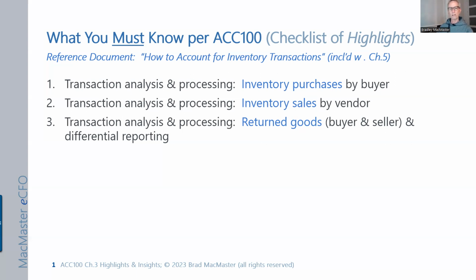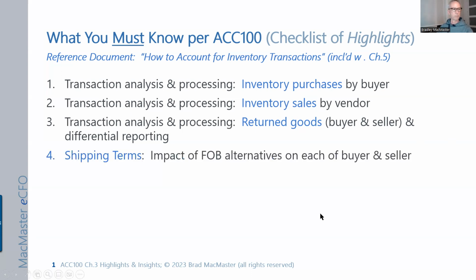And I'll wait to give you the details of that until I refer to the special document that was included with Chapter 5, which summarizes how to account for inventory transactions. Now, item number 4 deals with another transaction, which is not uncommon, although not as common as selling goods, and that is where we're buying goods and we're buying them on credit, or we're selling goods and we're selling them on credit.